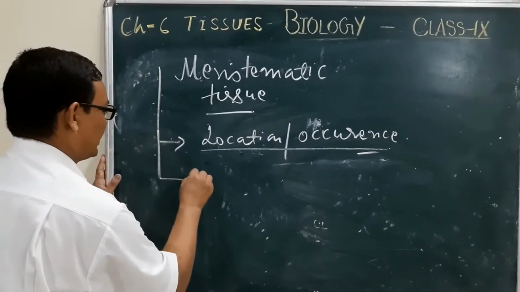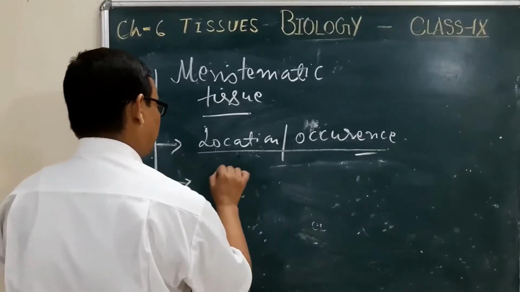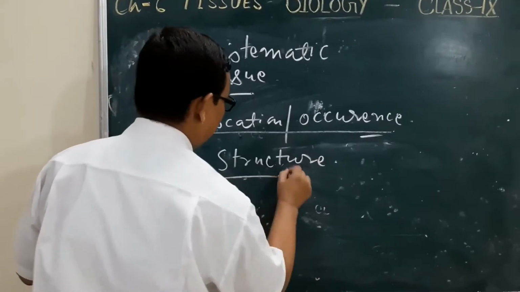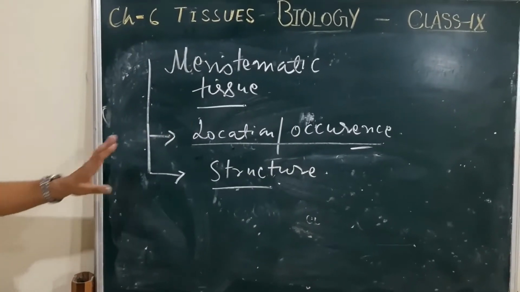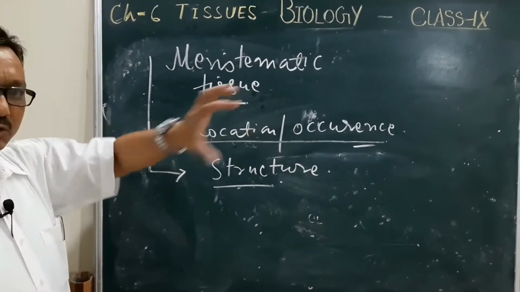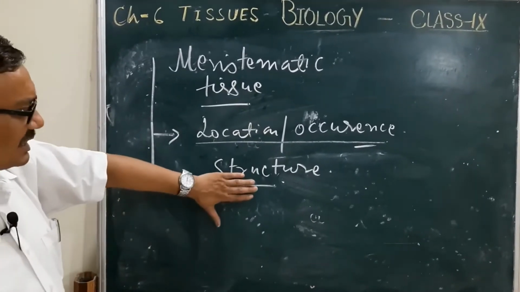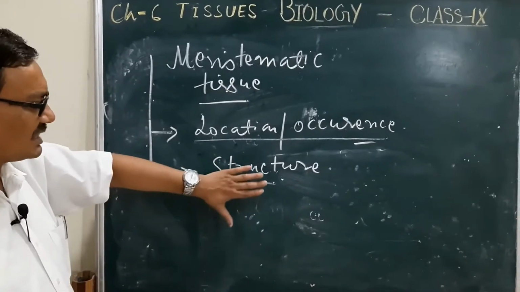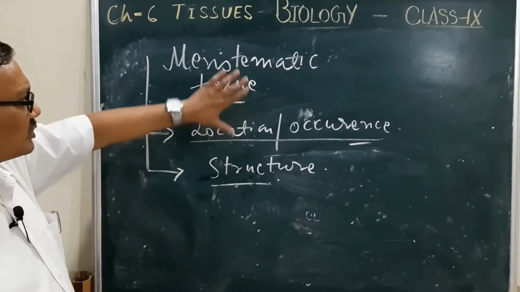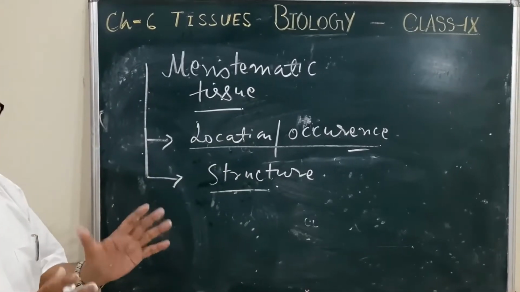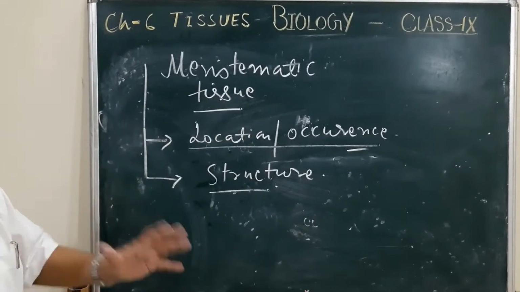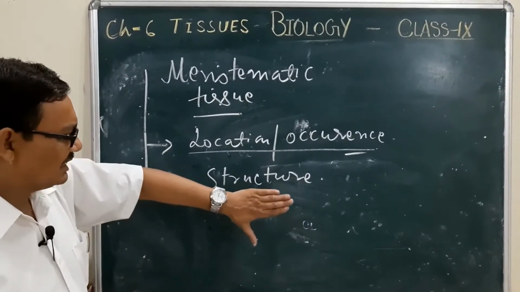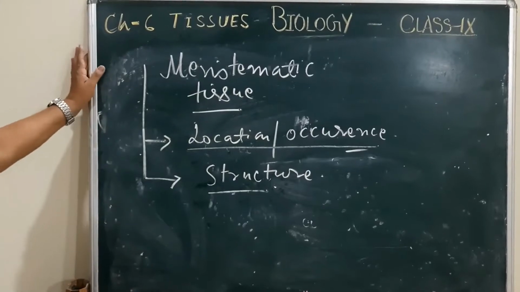The second important point is structure. Structure means, as you well know, that tissue are the clusters of cells. That means what are the types of cells, what are the shape of that cells, what are the structure of those cells which compose this tissue. Everything about the cell and their characteristic features will be accommodated in the structure of that concerned tissue.